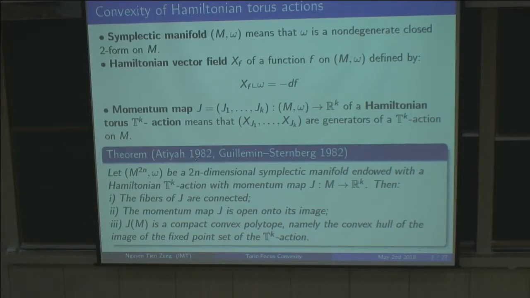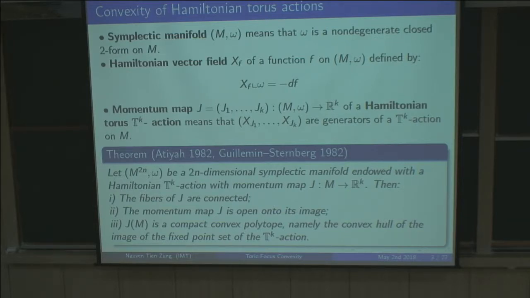Maybe everybody already knows this very classical theorem due to Atiyah and Guillemin-Sternberg, 1982. If you have a symplectic manifold with a Hamiltonian torus action of some dimension k, with a momentum map, then M is supposed to be closed, that is, a connected, compact symplectic manifold.